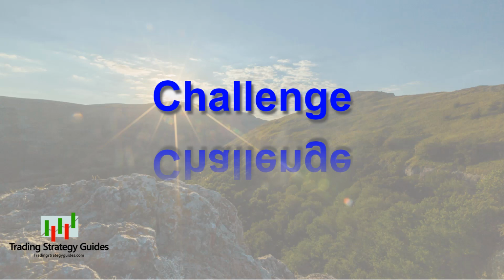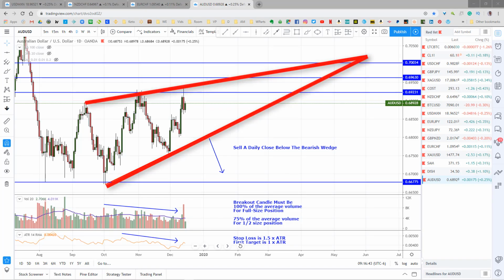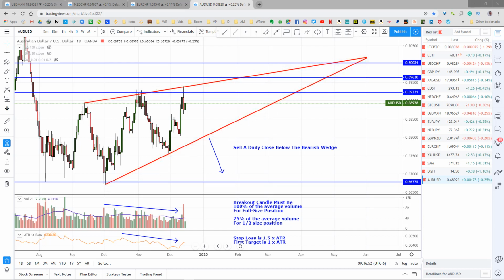Time to take a look at the Aussie dollar, US dollar trade setup. I really like this bearish wedge on the daily Aussie dollar, US dollar Forex pair. It's well defined, but not particularly mature. That means that it's a relatively new pattern. That doesn't mean that it can't break at any time, though.